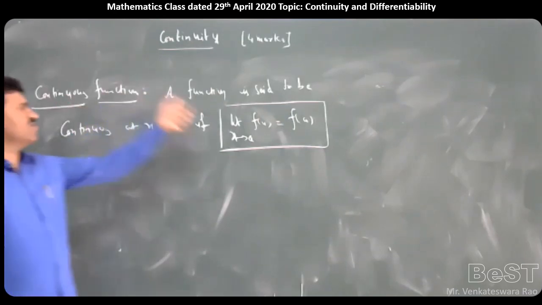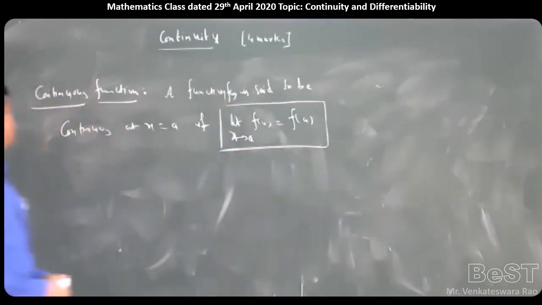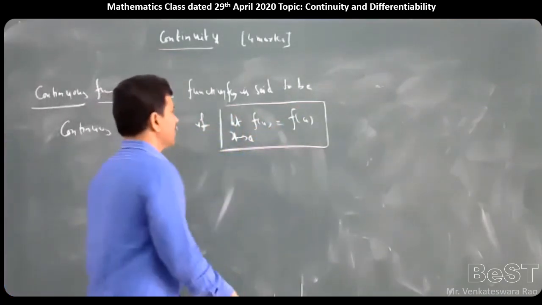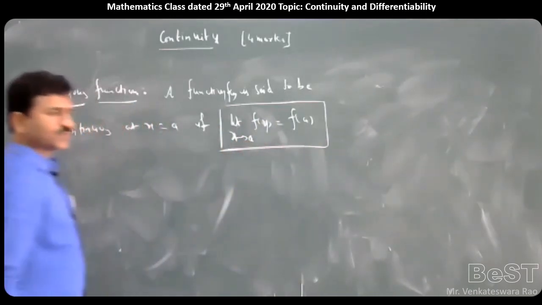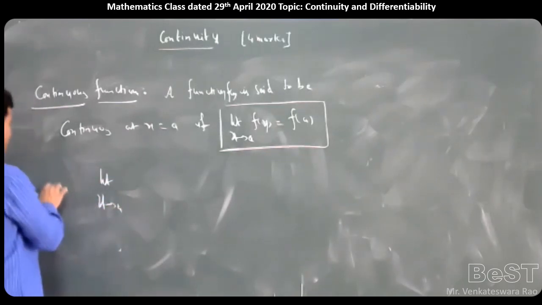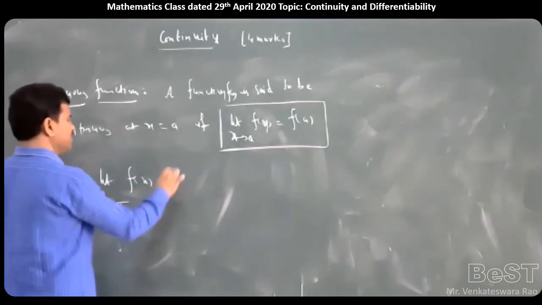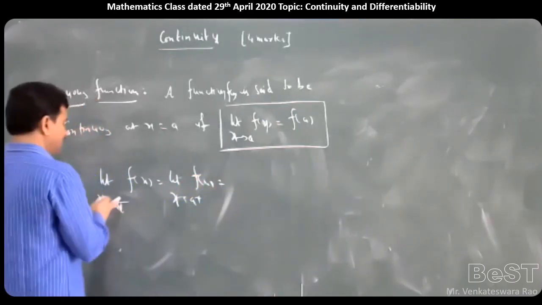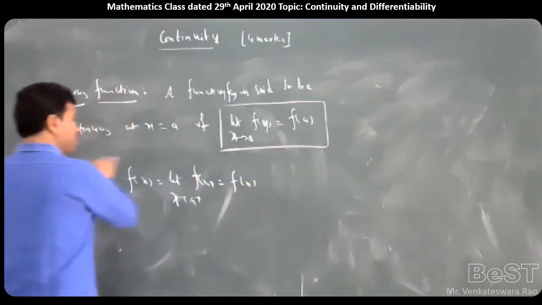A function f of x is said to be continuous at x is equal to a if limit x extends to a, f of x is equal to f of a. This is the main definition. So if limit x extends to a of f of x exists, we can write this formula. This is the clear condition: limit x extends to a minus f of x is equal to limit x extends to a plus f of x is equal to f of a, that is, left limit is equal to right limit is equal to function value. This is the clear formula for continuity.